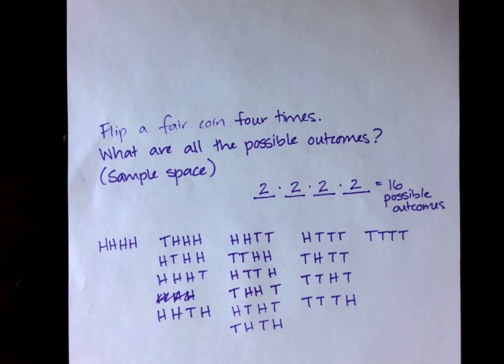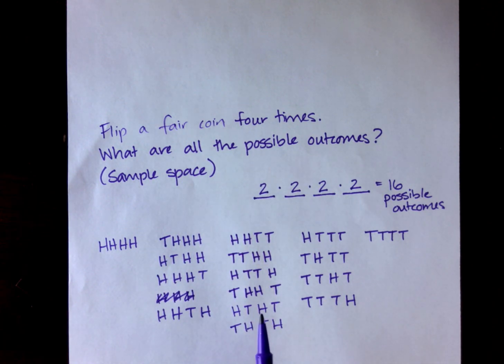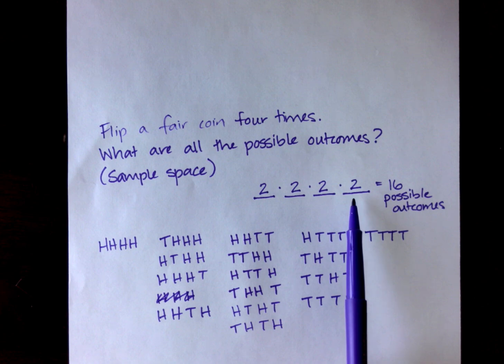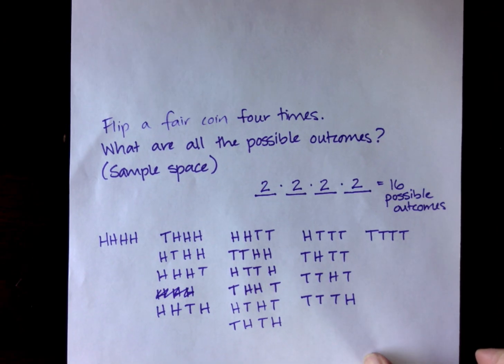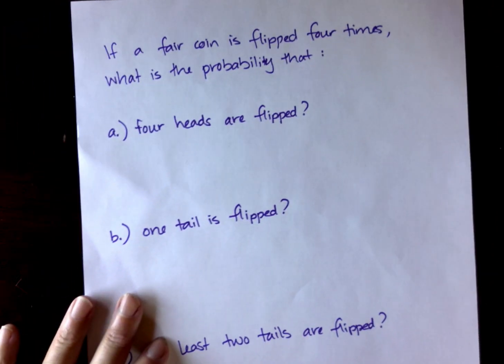So if you are asked for what are all the possible outcomes, we would need to have a list. If we're asked how many possible outcomes there are, we can figure it out with the multiplication principle of counting. There are 16 in this case. Once we have this list, we can start to answer some questions. So keep that list handy, and here are some questions for us.